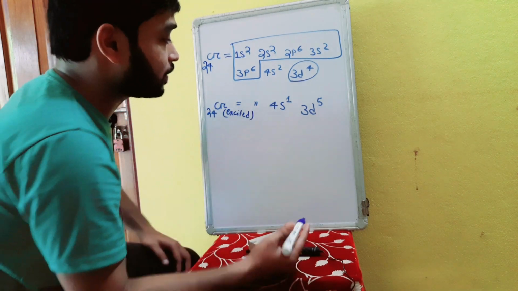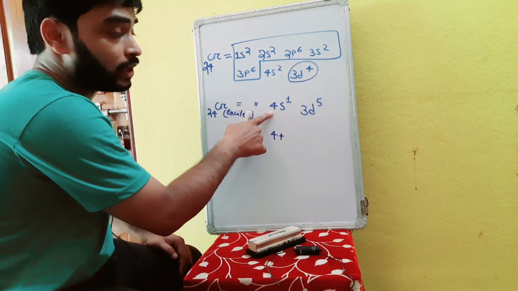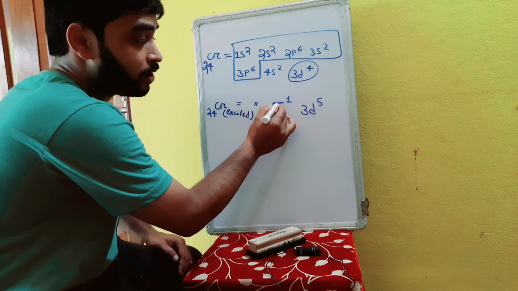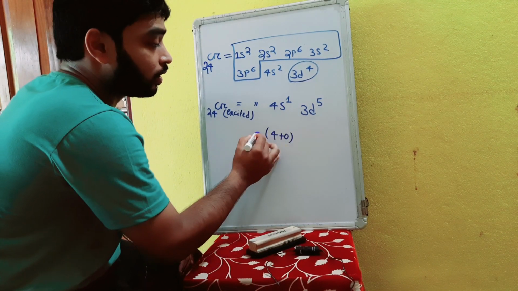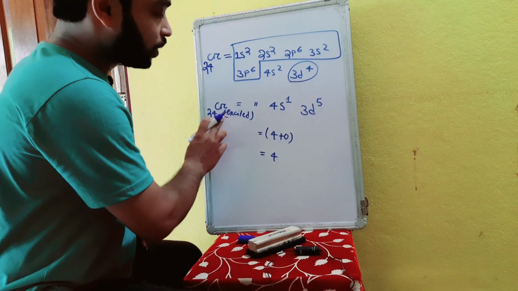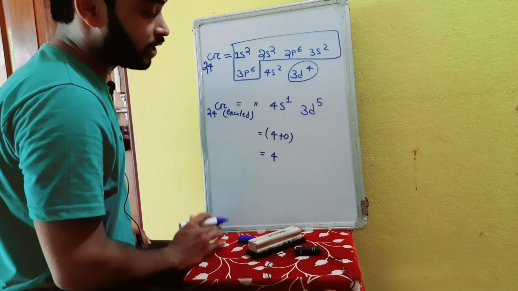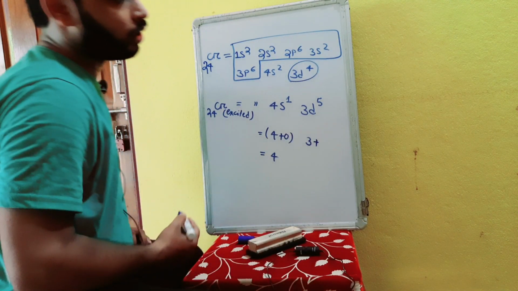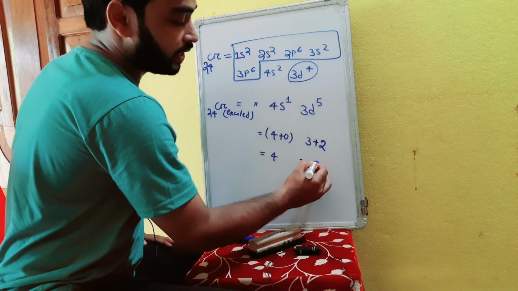So what is the energy of the 4s orbital? I have told the rules. That means the given n value plus the l value of the orbital. The l value of an s orbital is 0, so the energy will be 4. In the chromium atom, the 4s orbital has the energy of 4. In case of 3d, the n value of 3d is 3 and the l value of a d orbital is 2. So the energy of 3d is 5.